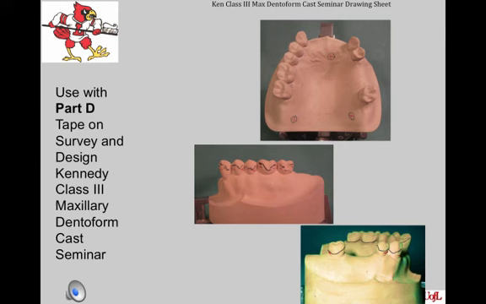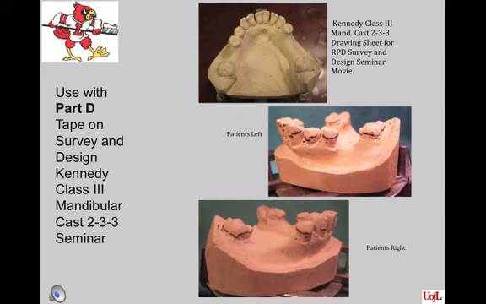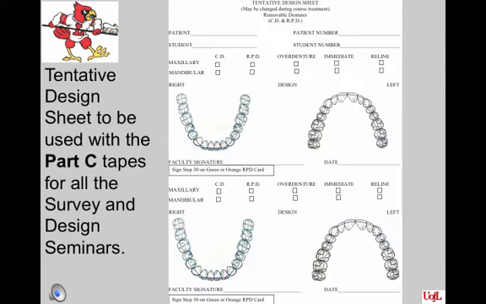Do a screen copy on this. If you don't have a program for it, you can get a little free download called Grab It, which makes it very easy, and print this screen. Use it in the seminars. Print this screen for the mandibular cast of the Kennedy Class 3 seminar. Print this tentative design sheet to be used with the Part C tapes for all the survey and design seminars.